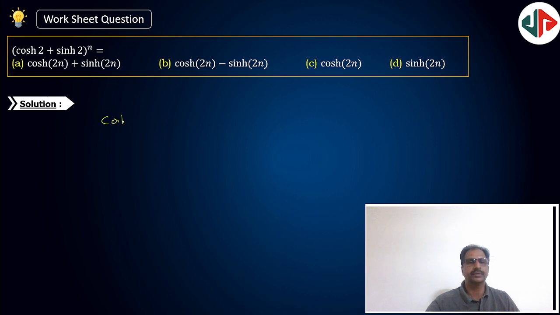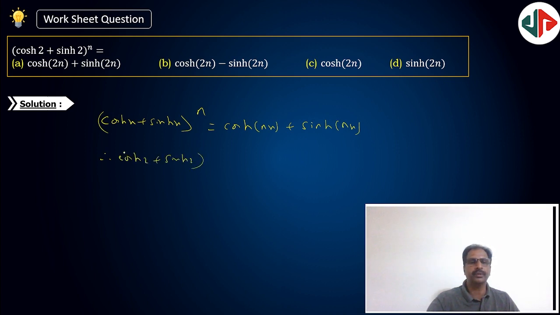Just now we did one question. Cosh x plus sinh x all over n, this is equal to cosh of nx plus sinh of nx. You can remember this as a shortcut method. Therefore, cosh 2 plus sinh 2 whole power n will be cosh of 2n plus sinh of 2n, in place of x write 2. Option A.